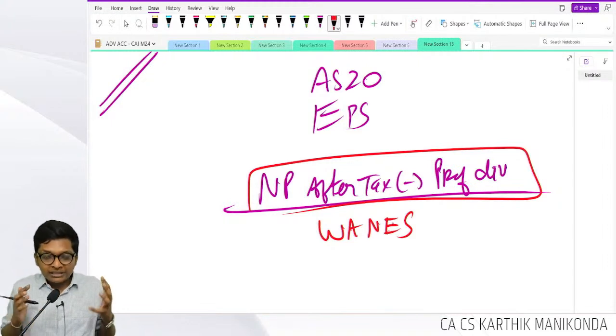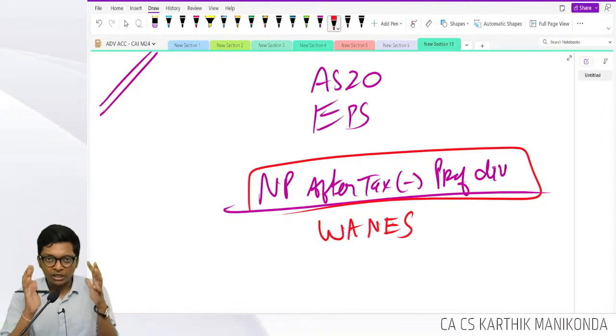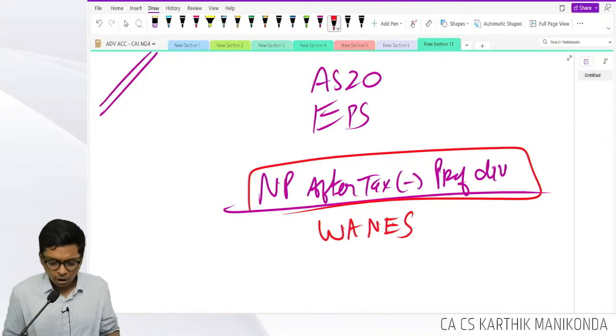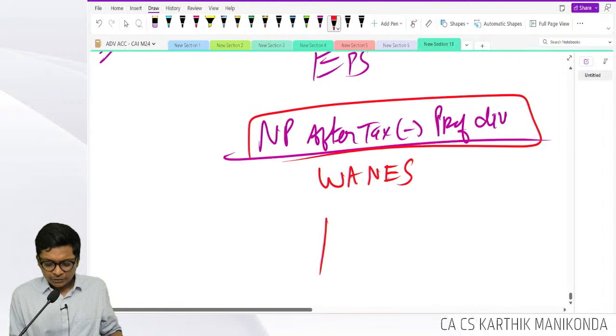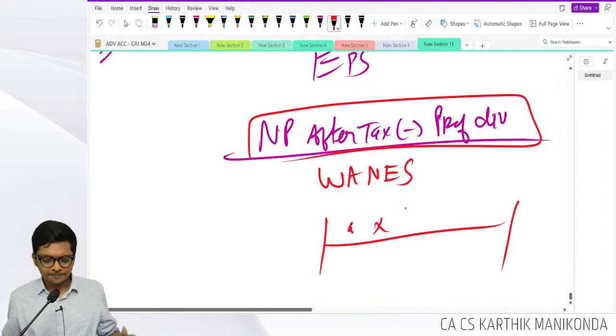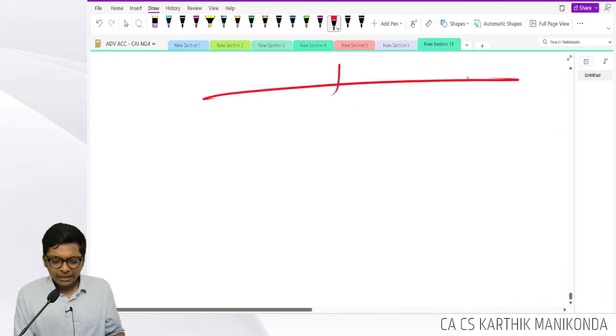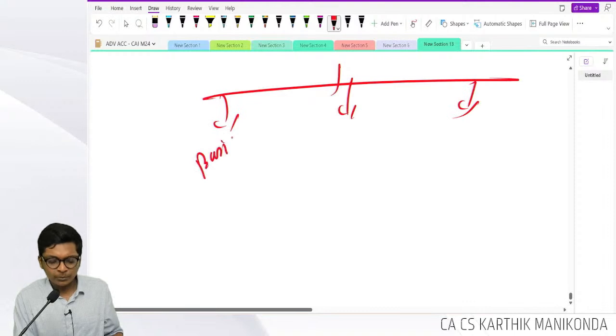Here we are trying to do it in 30 to 45 minutes. So I'm focusing on what sum we have, what is relevant for exam. So net profit after tax minus preference dividend divided by WANS. Why we are doing WANS is to find the weighted average number of shares, so shares outstanding into period. If it is normal basic EPS, that's the above formula.